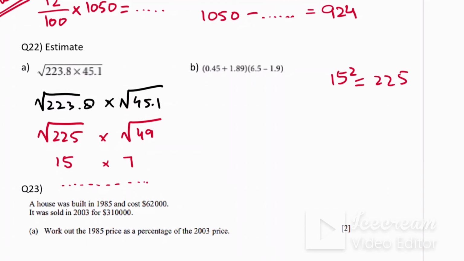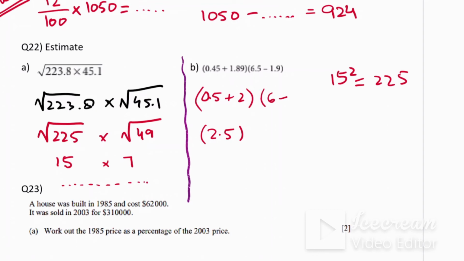In the second question, 0.45. Now what we can do, we can convert it in the form of 0.5 plus 1.89. It is easy to write 2 because it will become 2.5. 6.5 we can make it 6, minus 1.9 we can make it 2. Here, because we are increasing a number, on the other side we decrease the number to keep it balanced.